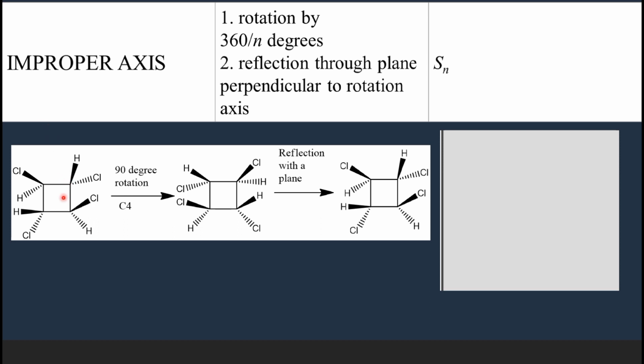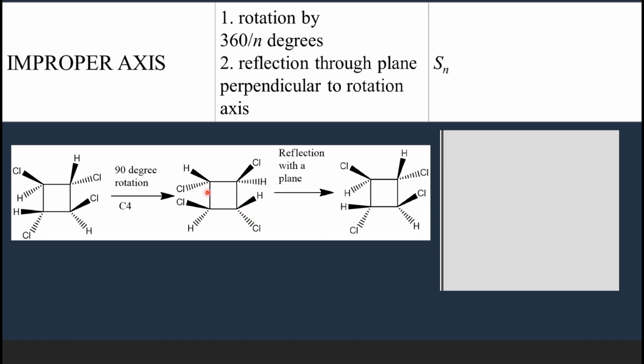Now let us perform a rotation about an axis which passes through the center of the molecule. So through the center there is an imaginary axis about which I am doing a 90-degree rotation. After doing 90-degree rotation, this carbon comes to this position along with this hydrogen and chlorine. So after 90-degree rotation, we will have this CH bond here and this alpha CCl bond here.